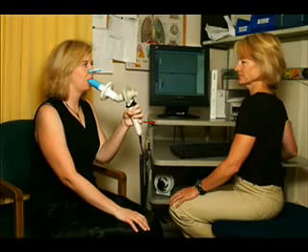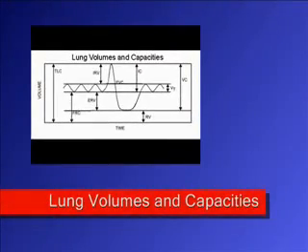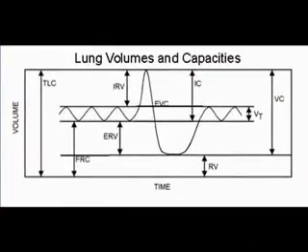Lung volumes and capacities are measured using a slow vital capacity maneuver, while airflows are measured using a forced vital capacity maneuver. Pictured here is the spirometry tracing showing all four lung volumes: tidal volume, inspiratory reserve volume, expiratory reserve volume, and residual volume, as well as all four lung capacities: inspiratory capacity, vital capacity, functional residual capacity, and total lung capacity. We will discuss each of these separately.